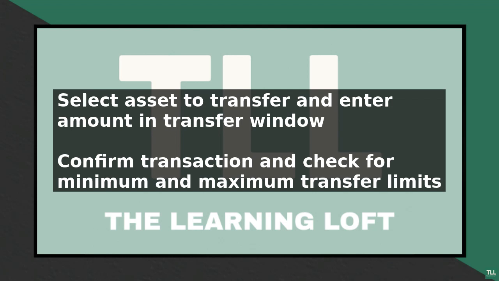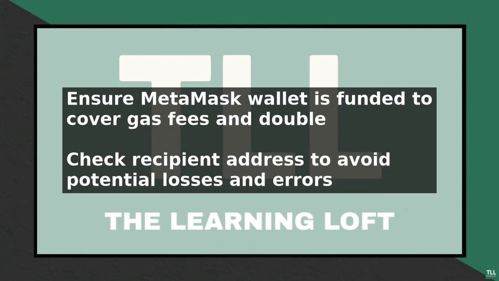Then confirm the transaction. It is essential to note that the Ronin Bridge has a minimum and maximum transfer limit, so make sure to check the limits before initiating a transfer. Additionally, be aware of the gas fees associated with each transaction, as they may vary depending on the network congestion. To ensure a smooth transfer process, make sure your MetaMask wallet is funded with enough Ethereum to cover the gas fees. It is also crucial to double-check the recipient address to avoid any potential losses.